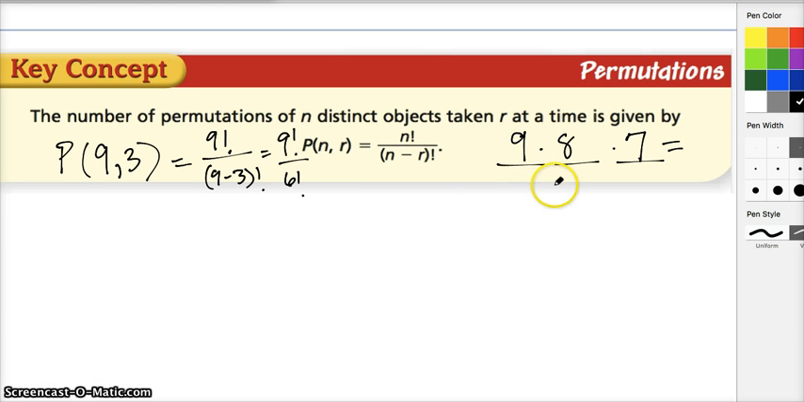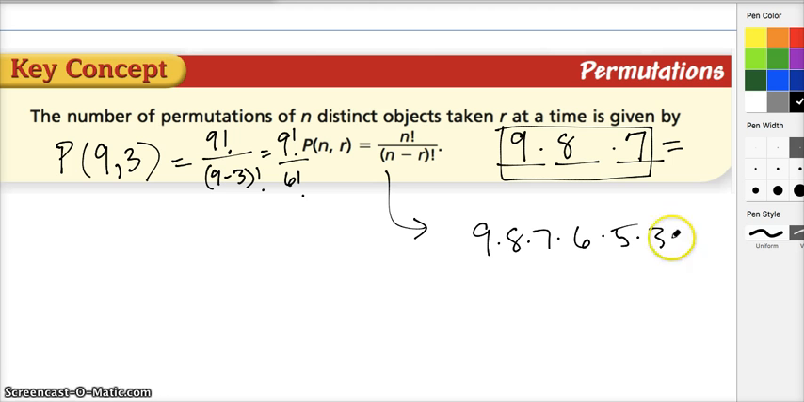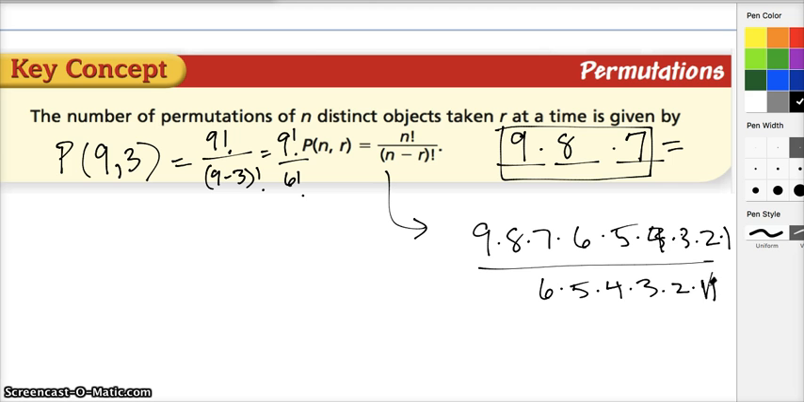Why is this important? I think you can go back and process a little bit. So watch this. 9 factorial we know is 9 times 8 times 7 times 6 and so forth and so on, 5, 4, 3, 2, and 1. And then 6 factorial will be 6 times 5 times 4 times 3 times 2 times 1. And then you can see if we cancel those out, we're left with what we expected to have.